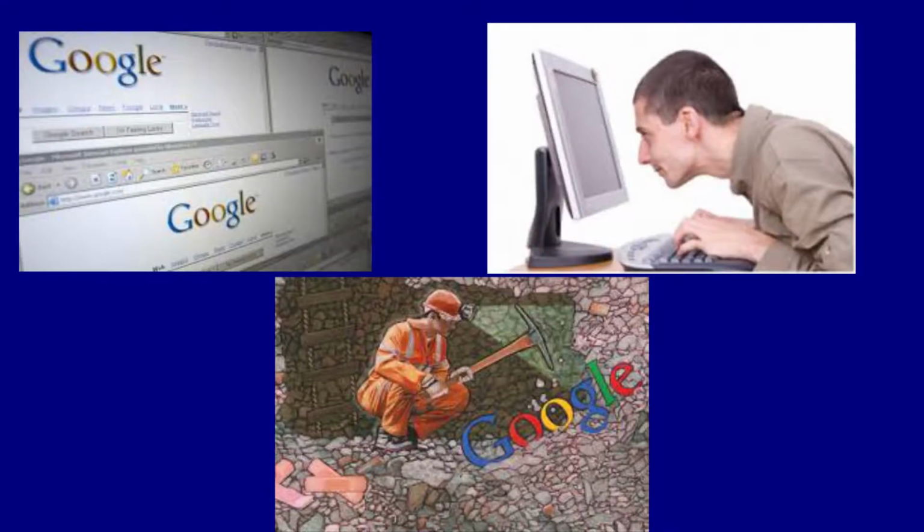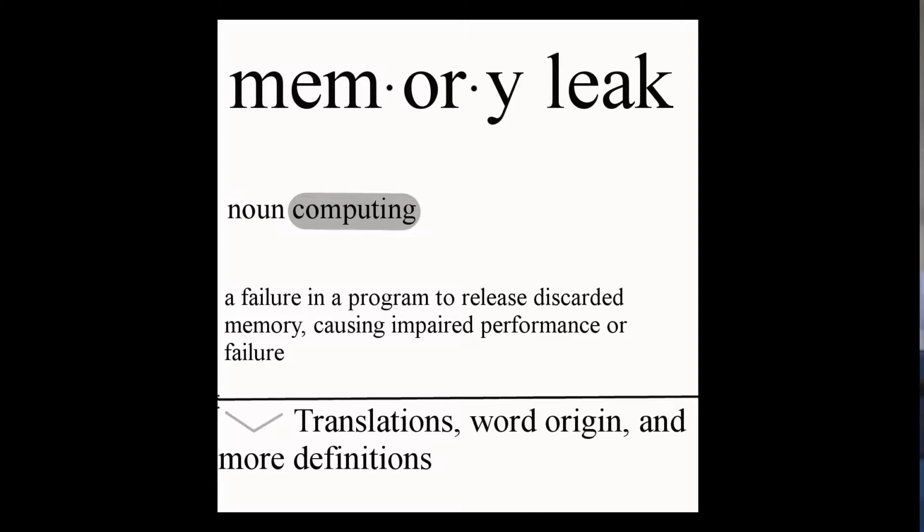So I did all kinds of digging on the internet with my old computer, and I just couldn't find anything. I didn't know what it was, but then I stumbled upon people having problems with memory leaks. I'm like, what the hell is a memory leak? Well, the actual definition of a memory leak is a failure in a program to release discarded memory, causing impaired performance or failure.